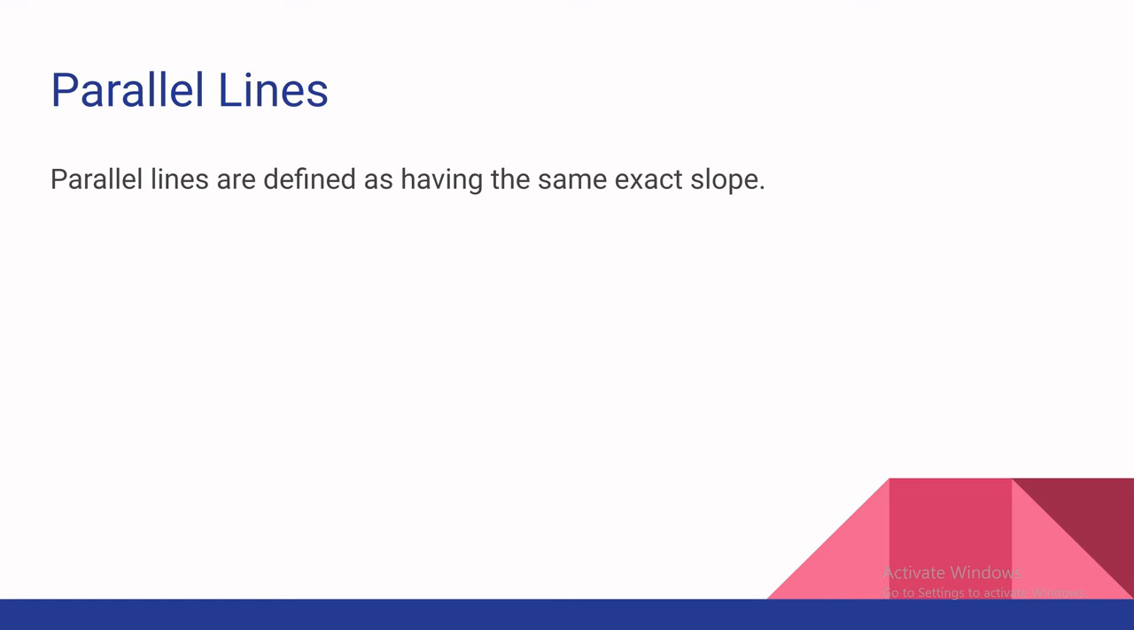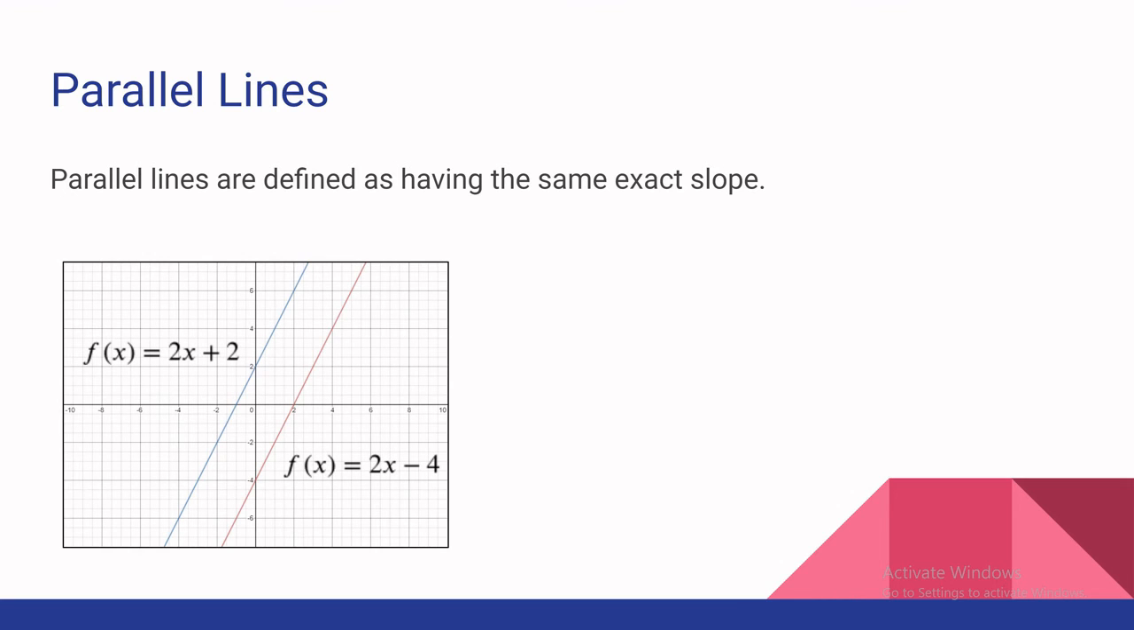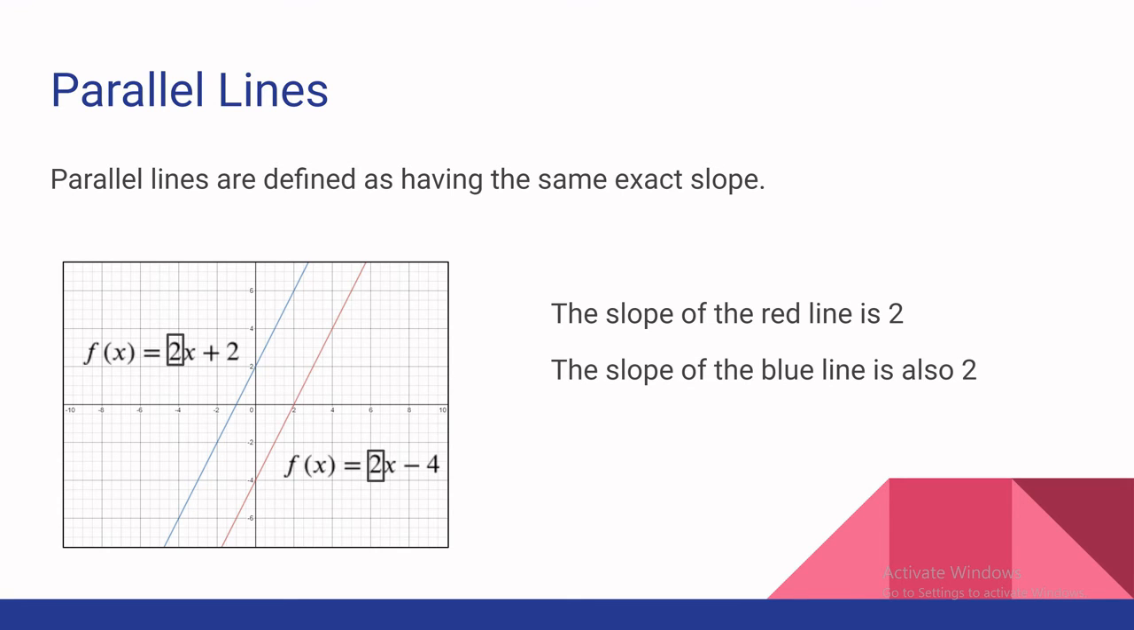Next, let's look at parallel lines. Parallel lines are defined as having the exact same slope. So as we can see, we have 2 functions here, f of x equals 2x plus 2 and f of x equals 2x minus 4. As we can see, the slopes are exactly the same in these 2 equations. The slope of the red line, that's how you determine the slope of a line, is the number next to the x. And then the slope of the blue line is also 2. So these 2 lines are parallel.